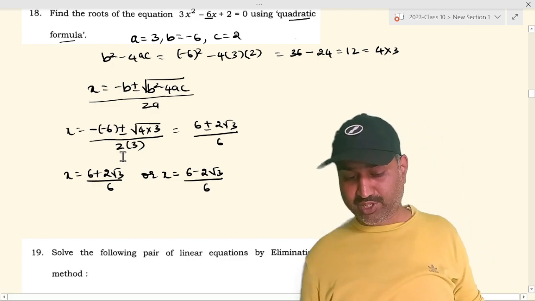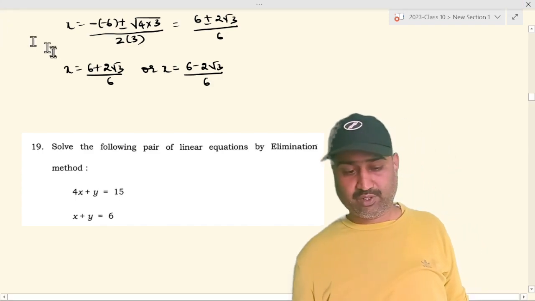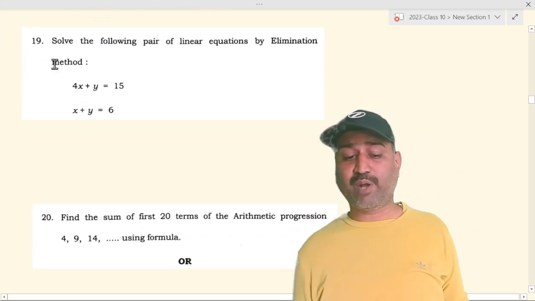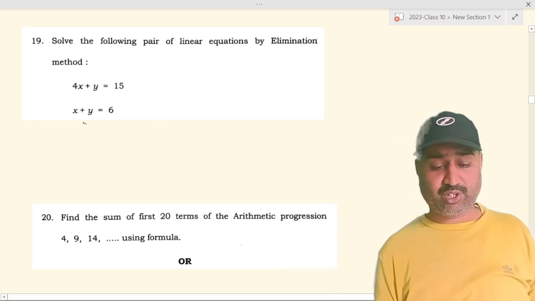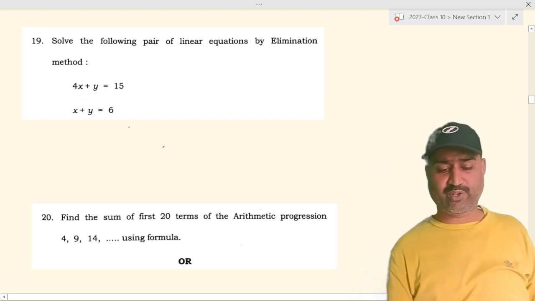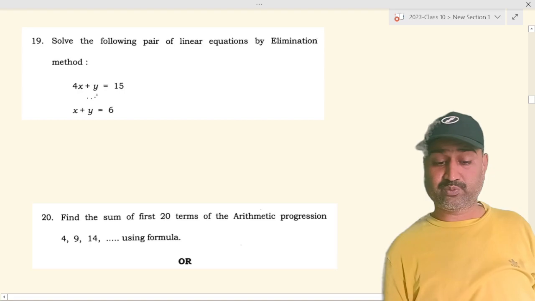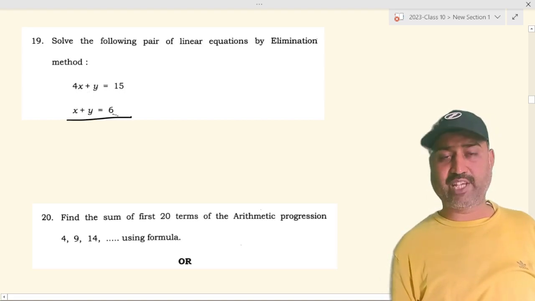Yes. Next question. Solve the pair of linear equations by elimination method. They specifically mention the elimination method here. Again, a very easy question. See here. Don't multiply by 4 here. Okay, directly we can eliminate. Instead of eliminating x, I eliminate y here. It's a very easy question, right?